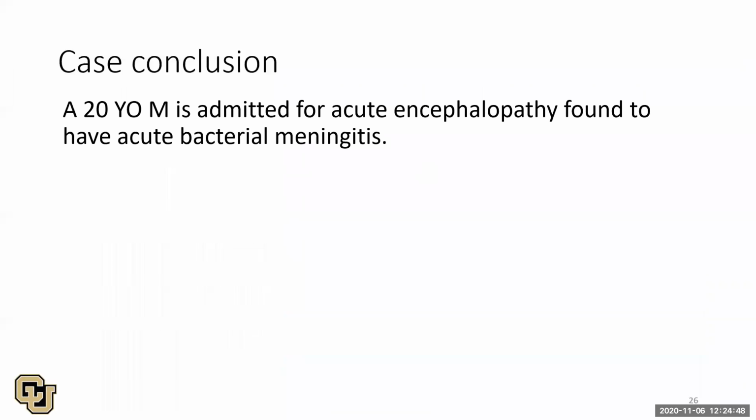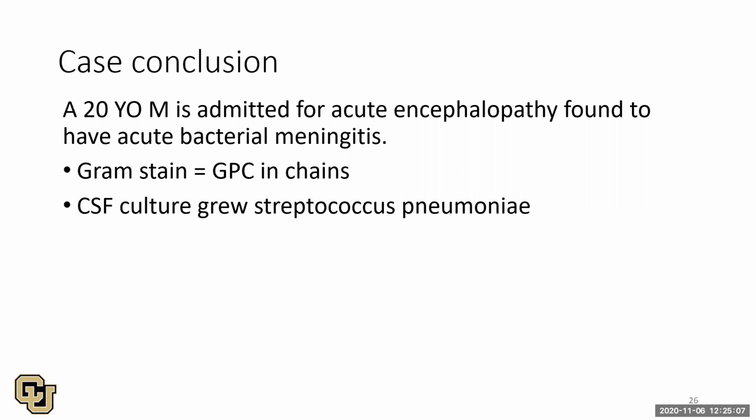Okay, so the conclusion for this case, before we look into a couple other things regarding meningitis, is that this patient had acute encephalopathy and was found to have acute bacterial meningitis based on our LP results. His gram stain grew out GPCs in chains. That should narrow your bug a little bit in your minds. The culture grew strep pneumonia, which is the most common bug for adults.